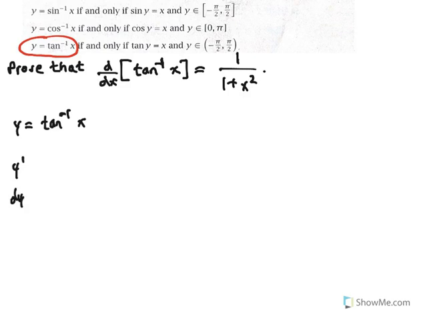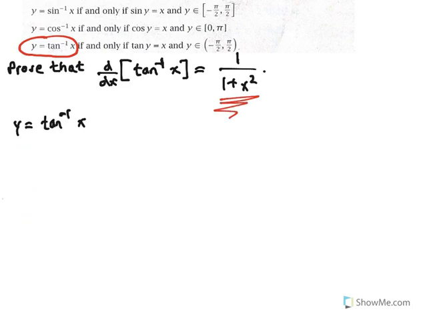You can also write dy dx. That's another way of representing the derivative of y with respect to x. So these are alternate notations for the derivative. And that's what we're after. We want to show that y prime is equal to 1 over 1 plus x squared.